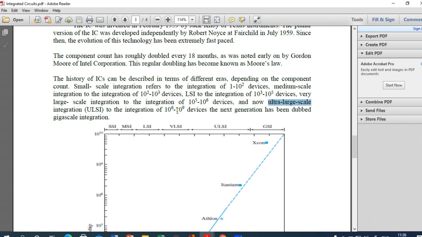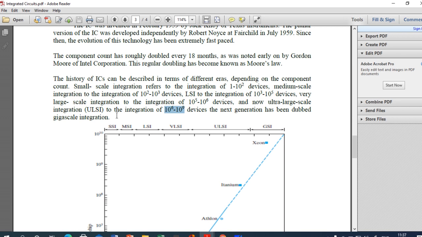I am talking about the number of components placed on a single chip. These are categorized based on the number of components placed in that chip. If I place 1 to 100 transistors in one chip, I call it small scale integration. If I place 100 to 1000, I call it medium scale. If I place 1000 to lakh, we call it large scale integration. If I place 1 lakh to 10 lakh, I call it very large scale. If I place 10 lakh to more than crore, we call it ultra large scale integrated circuits.